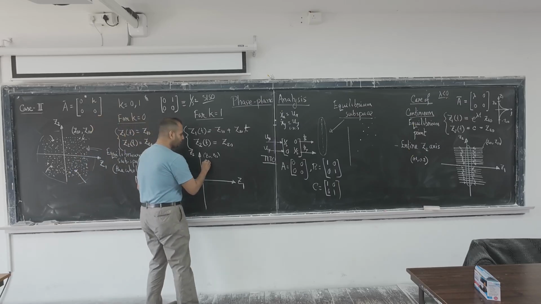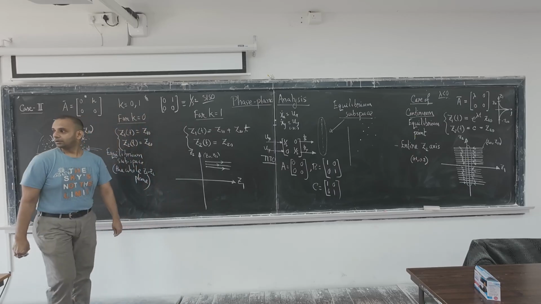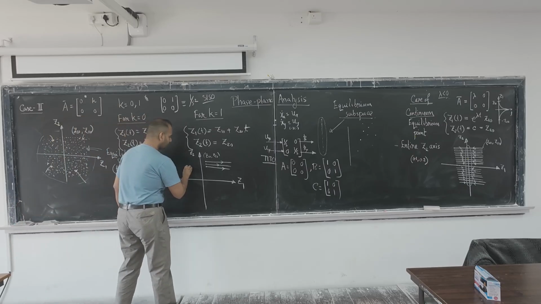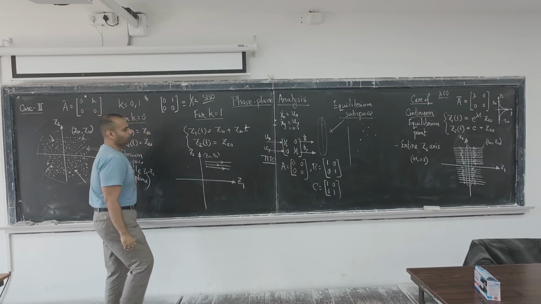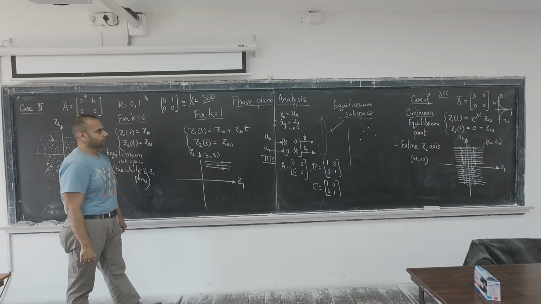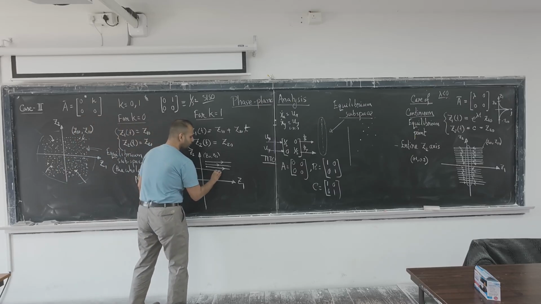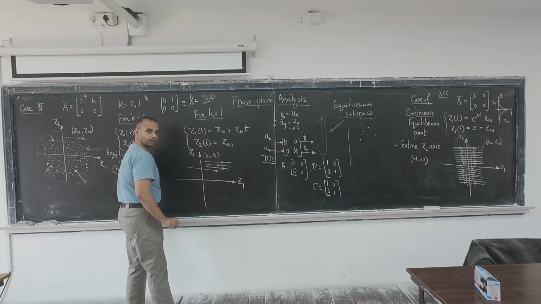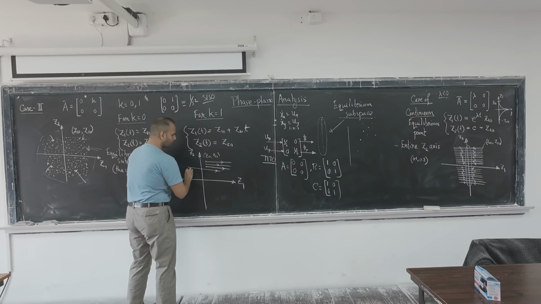So starting from any of those points, it will be like this. Isn't it? If the point is this side, or if it is on this, it depends on whether Z2 not is positive or negative. Like if the point is here, it will also go like this, because see the rate of change.